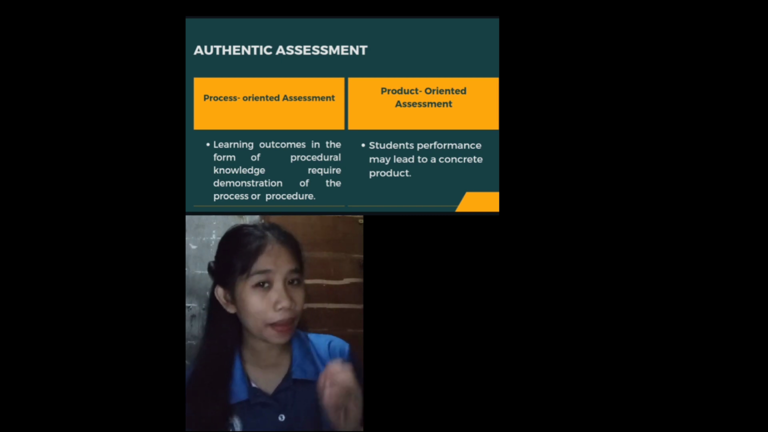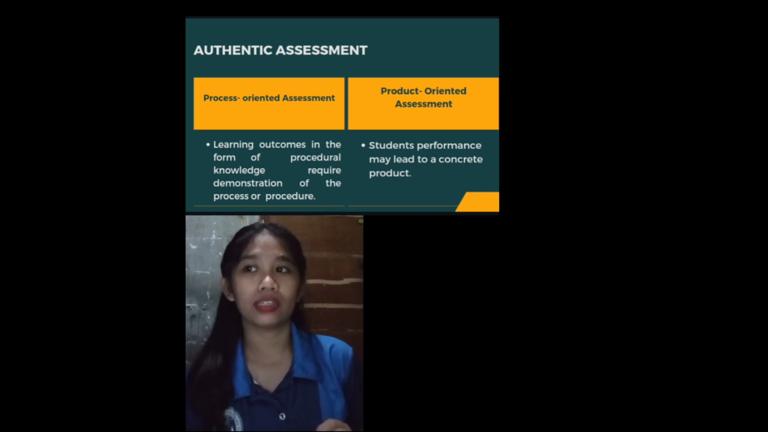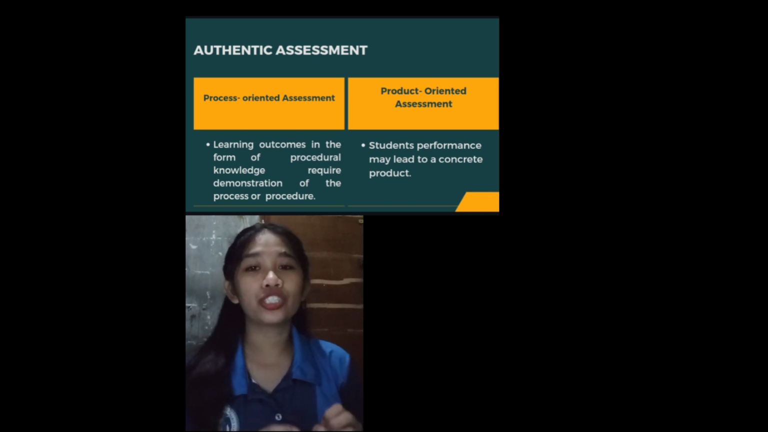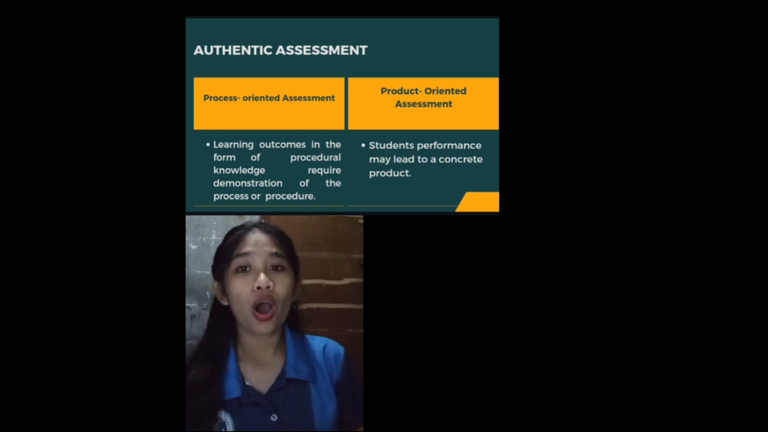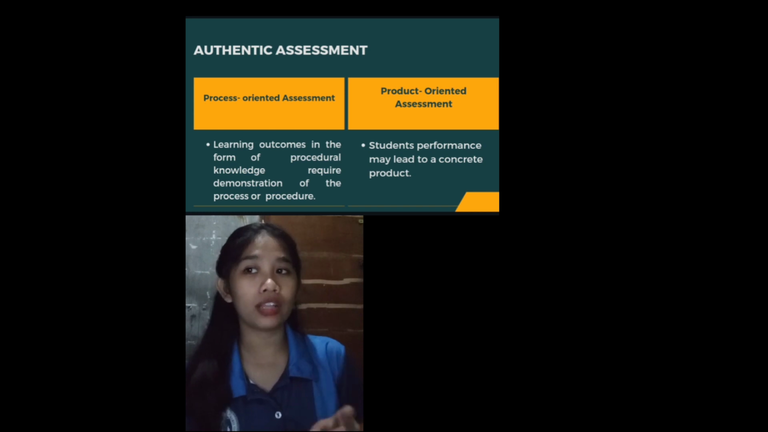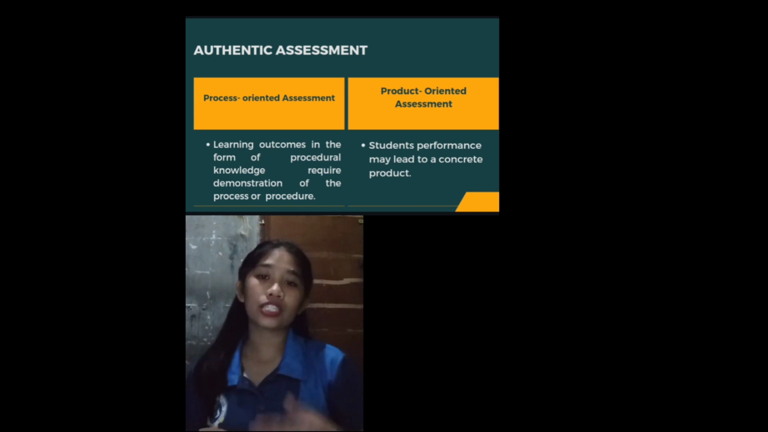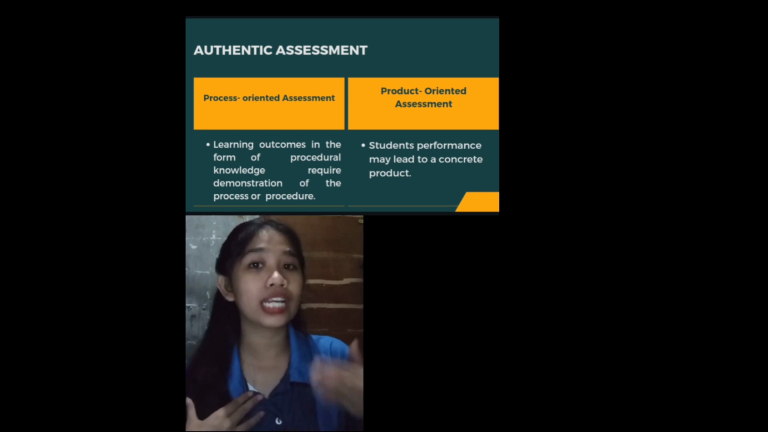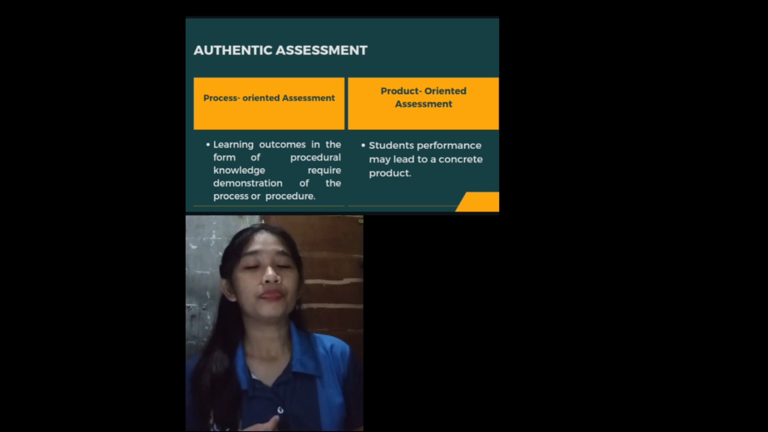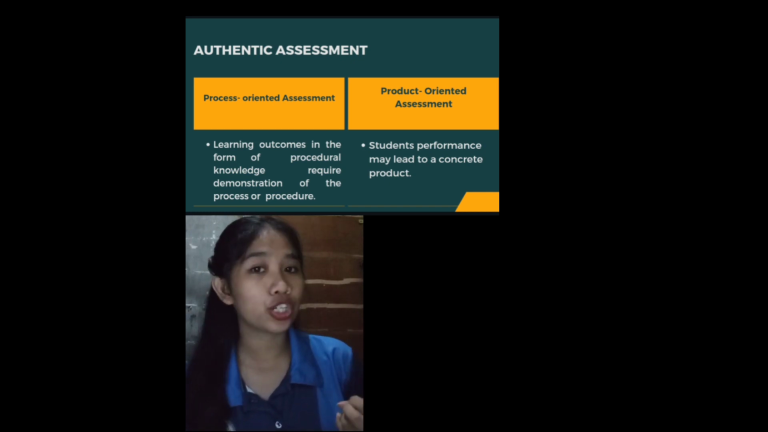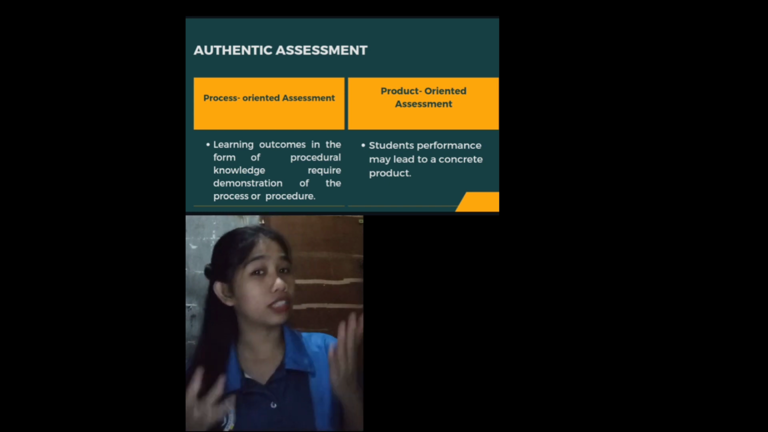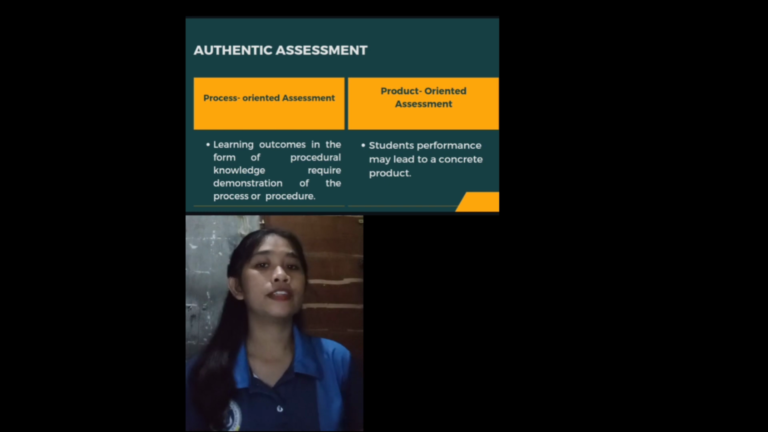So what is process-oriented assessment? Learning outcomes in the form of procedural knowledge require demonstration of the process or procedure. So they call it process-oriented assessment. From the word itself, process, there is a procedure. There must be a procedure in order for the student to gain that particular learning or knowledge.